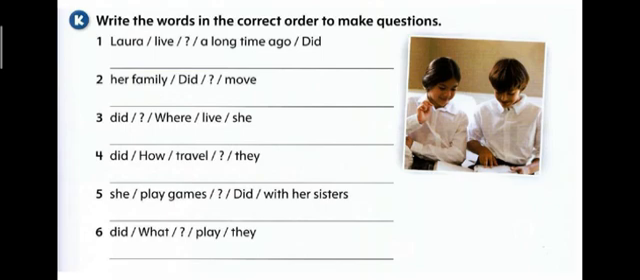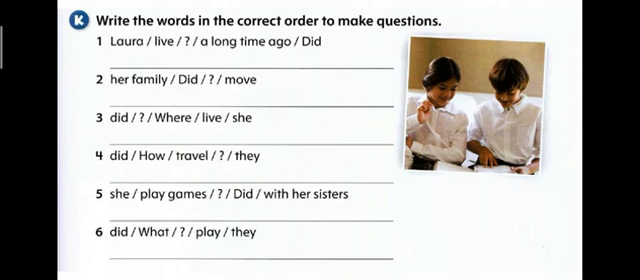Number three, did, where, live, she. That's a different question. We said that we put the WH words before did. So we put did, and the subject, and the verb, and the rest of the sentence, but we put the WH word before did. So, where did she live? That's correct. Where did she live? I'm asking about the place, so she lived in many places in the US or wherever she lived. Number four, did, how, travel, they? The same thing. How did they travel?